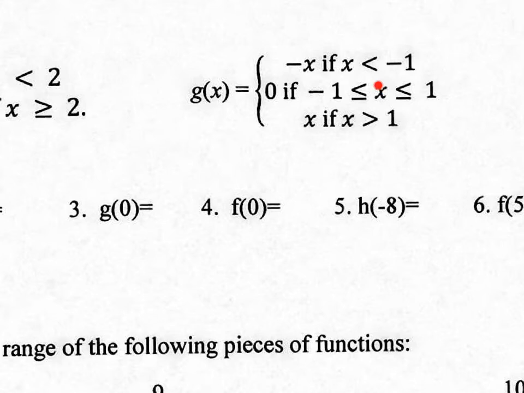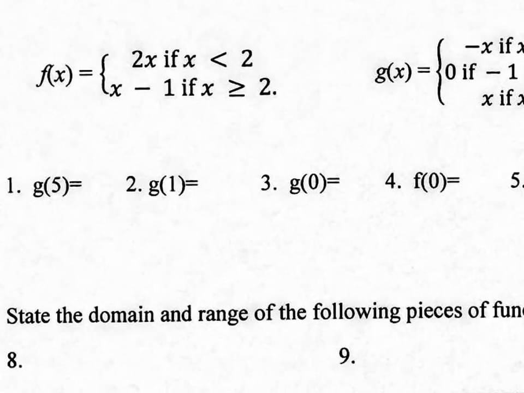Is 5 between negative 1 and positive 1? No. So you cannot use the second piece. Is 5 greater than 1? Yes. So you're going to plug it into this. Now, remember, this bottom one, it's like if it said y equals x. So you're going to plug it into that. So when you plug in 5 into that, what's your answer going to be? It's just going to be 5. Let me erase that so we don't get all messy. So the answer number 1, g of 5, is 5.